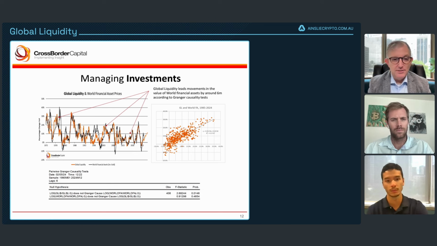We're going to focus on global liquidity because it's the area that is really our bread and butter. We like to focus on it quite extensively because of this chart, and I've talked about this last time. I'll talk about it again. What it's really showing is that global liquidity has a very strong correlation to world financial asset prices that goes back for a very long time. So we can prove that, and that's what these tests do.